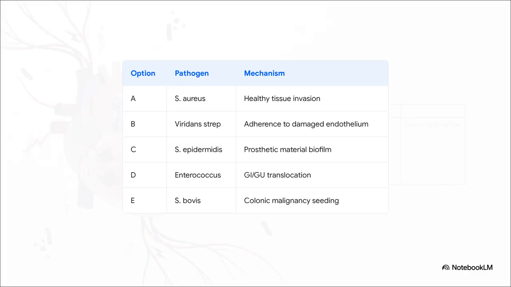So, the crucial step here is surgically eliminating the distractors. Option A, S. aureus, is highly virulent and invades healthy tissue. It just doesn't fit our patient's slow, subacute 3-week timeline. Option C, S. epidermidis, relies heavily on prosthetic material biofilms, which she doesn't have. Option D, Enterococcus, typically follows GI or GU translocation. And option E, S. bovis, is famously linked to colonic malignancy seeding, pretty unlikely in a 32-year-old. This definitively isolates option B, viridans streptococci. The insidious 3-week timeline, combined with her abnormal native valve, points directly to viridans adhering to her pre-existing damaged endothelium.